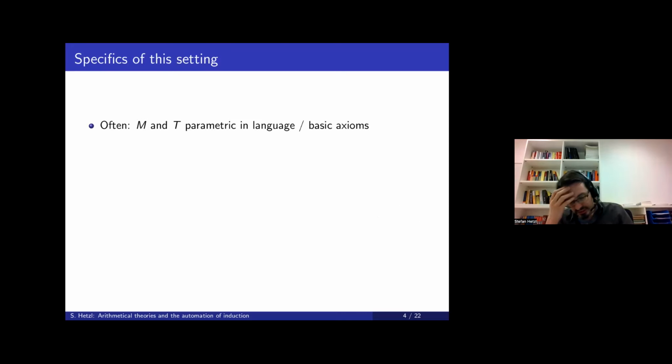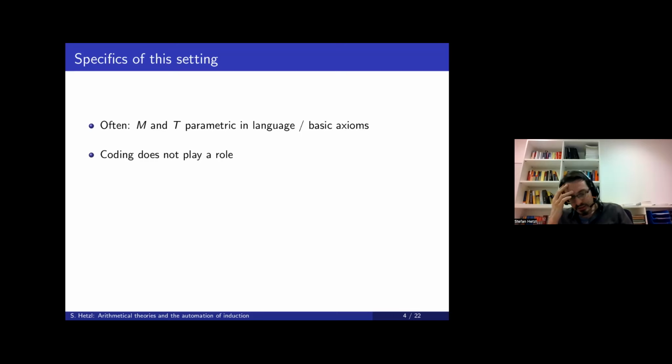So before I get started, I would like to mention some general remarks on the specifics of this setting here. I think this comes back a little bit to the question that Roman asked before, that often the method as well as the theory are not somehow fixed in the sense of T or M being in a particular language and having some particular basic axioms, but they are somehow parametric in some kind of background language and axiom set provided by the user. So this makes the whole picture a bit more complicated, but still, this essential relationship remains.